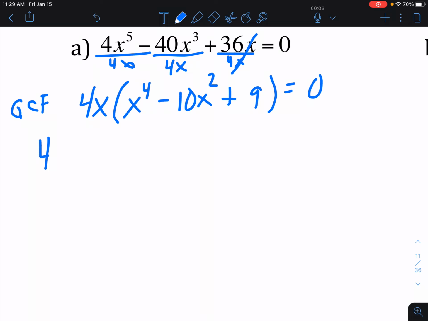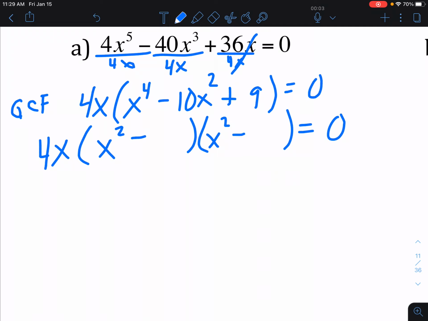So bring down your GCF. That's very important. You're going to have two binomials here. Remember, when you have an x to the 4th, that gets divided by 2 to have x squared in both parentheses. My sign rules here are minus, minus. You should have them memorized by now. If you do not, you should pause this video, go into YouTube, and type in factoring trinomial sign rules. Two numbers that multiply to get 9 and add up to get 10 are 1 and 9.